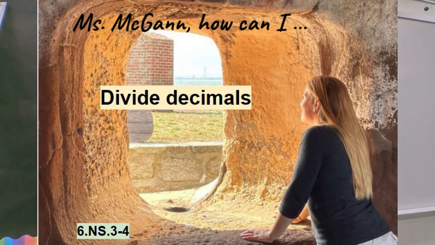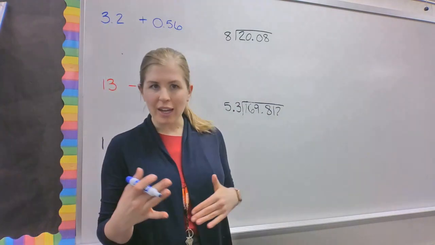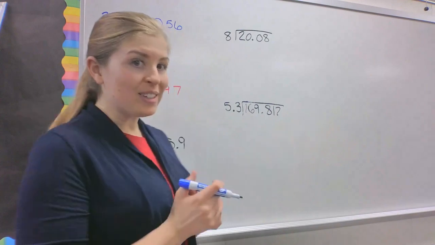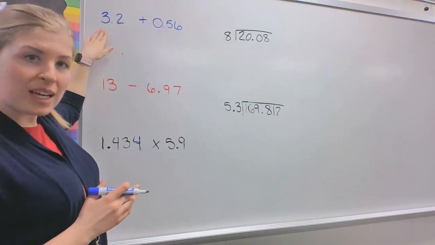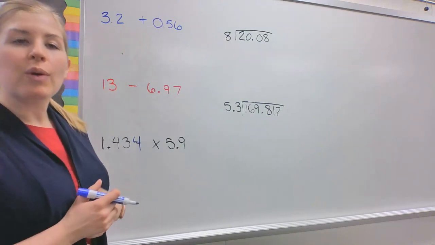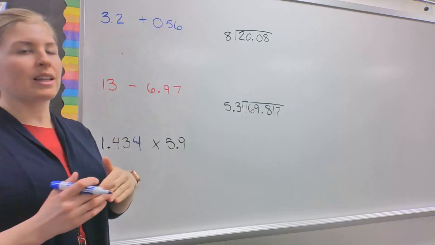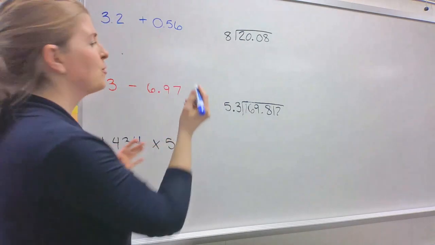Today we're going to be dividing decimals. We'll do a little review with decimal operations with addition, subtraction, multiplication, and then we'll get into it. So here we're adding 3 and 2/10 plus 56 hundredths. Remember, when you add and subtract decimals, you need to line up the decimal points to make sure all the numbers are in the right place value.